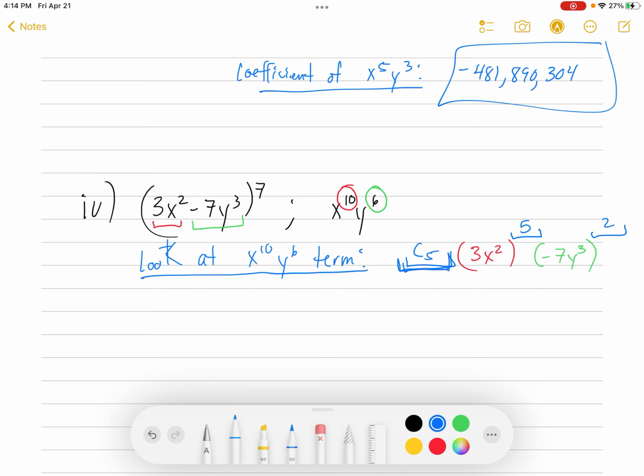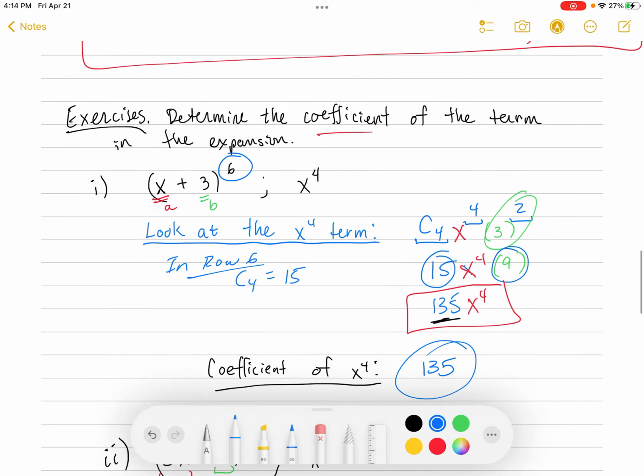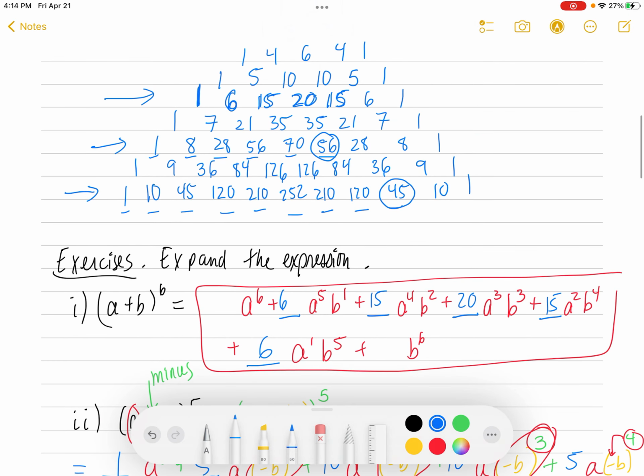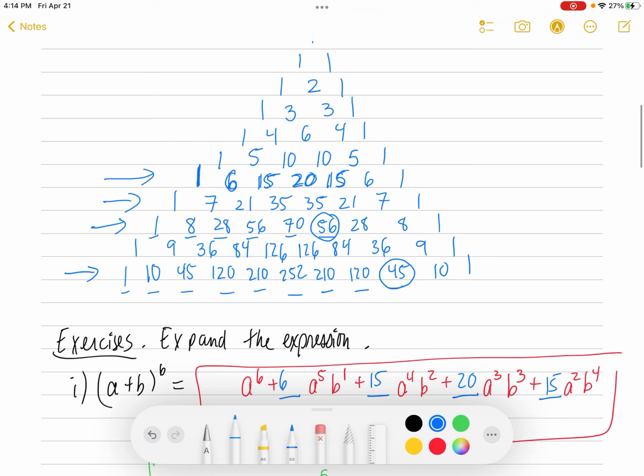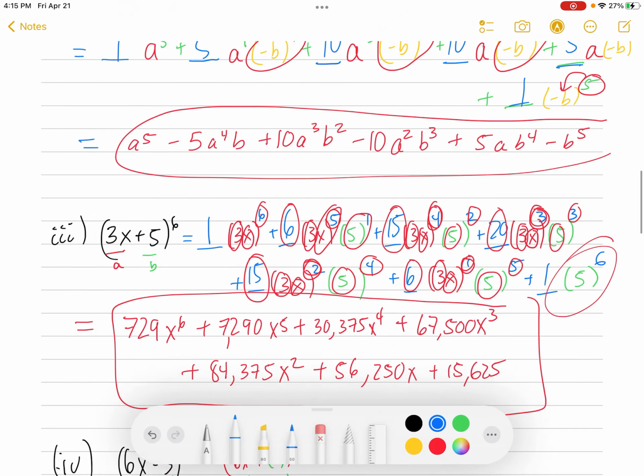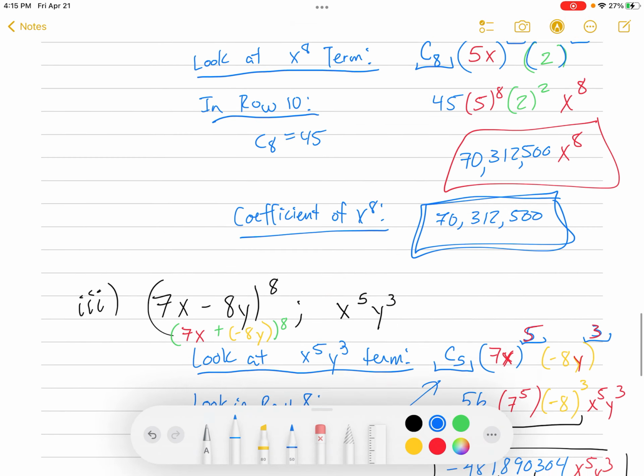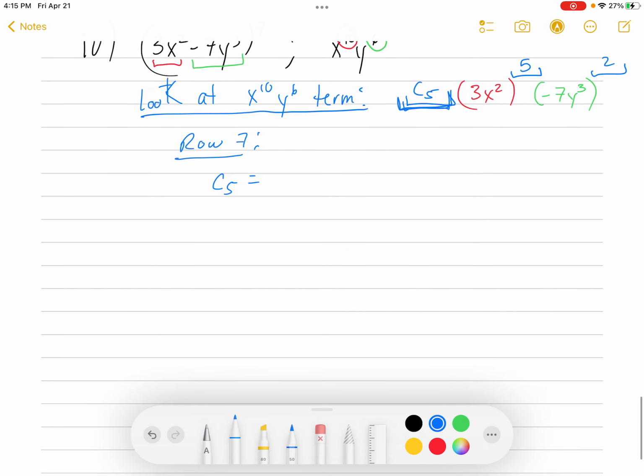Now, what does that mean? What does this coefficient have to be here? This binomial coefficient has to be C sub 5. So we've got to find C sub 5. We're going to be in row 7. All right, row 7. We're going to look at C5 in row 7. Where's row 7 in our Pascal triangle? Row 7 is right here. I'm going C5, right? That's C0, C1, C2, C3, C4, C5. 21. So I'm going to put 21 there.